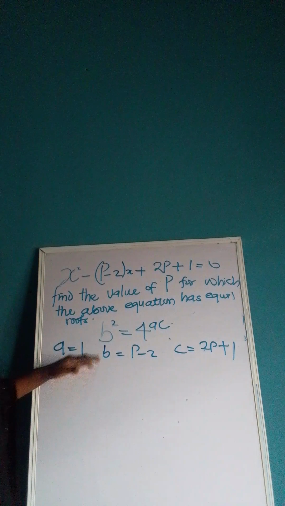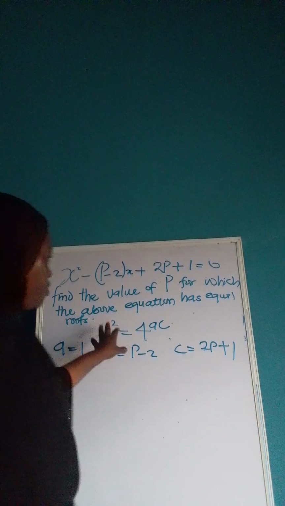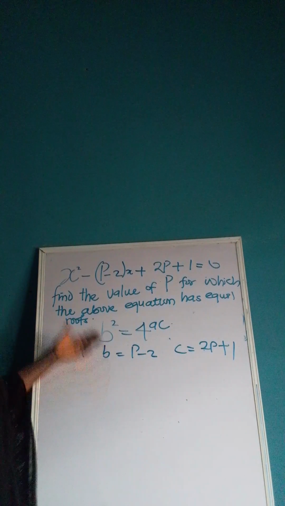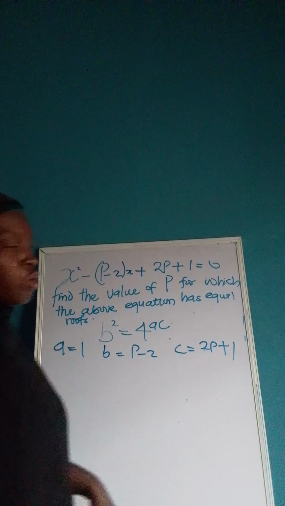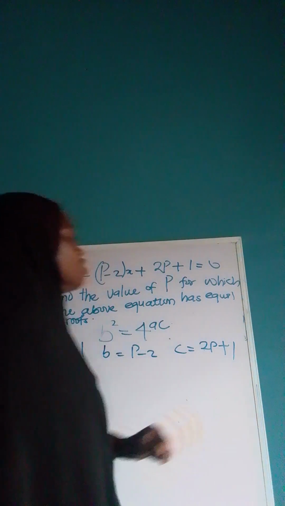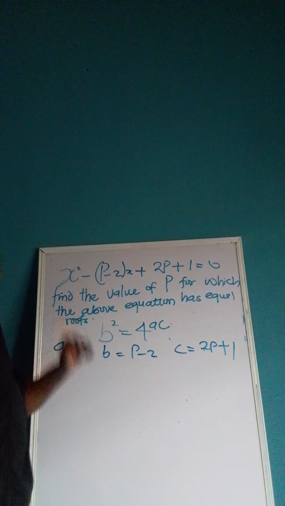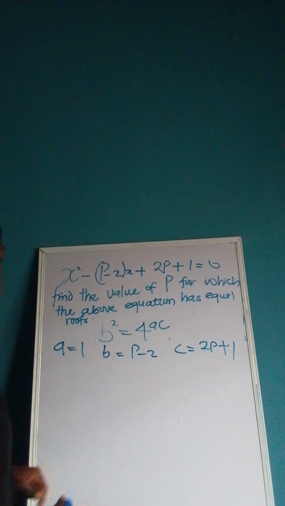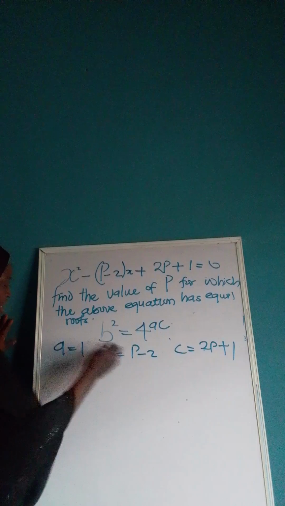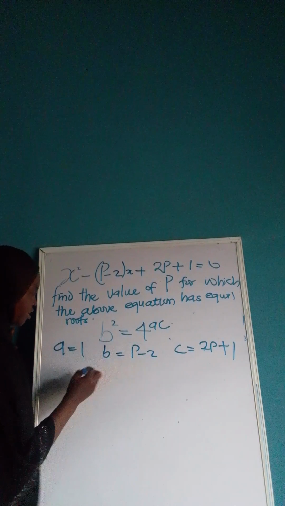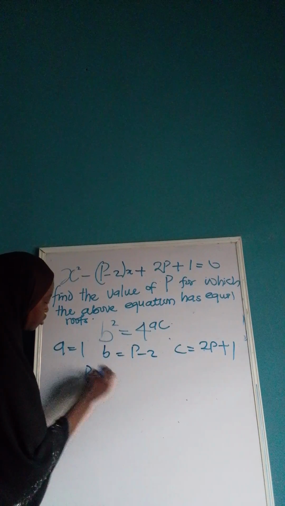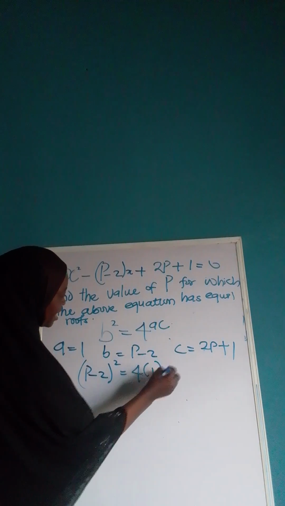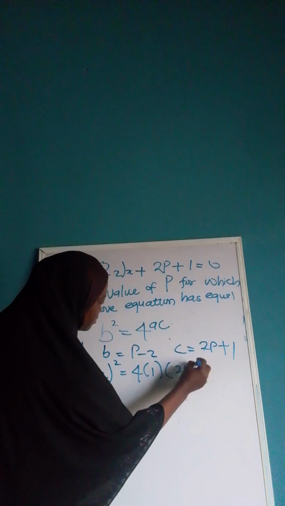Now b squared equals 4ac. We want to find a value for p, because we've been told in the question that this equation has equal roots. So our b is p minus 2, and p minus 2 squared is equal to 4 times a, which is 1, times c, which is 2p plus 1.